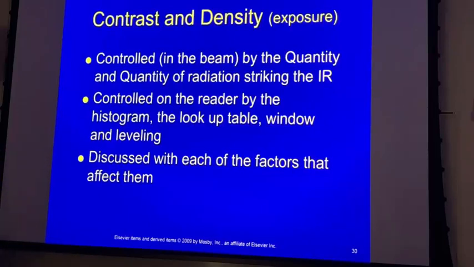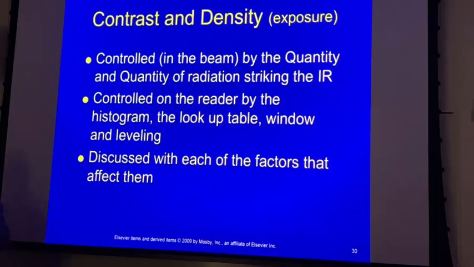So we still have to have patient contrast so that we can have differences in intensities coming through the patient so that we can record those on the image receptors. So in our contrast and density in the beam, what we're controlling is the quantity and quality of the radiation striking the image receptor, and two things are going to control that. If your kVp gets high enough that you penetrate all tissues with the same intensity, basically, you're shooting hands at 130 kVp. Everything's going through the patient. You're going to lose contrast.